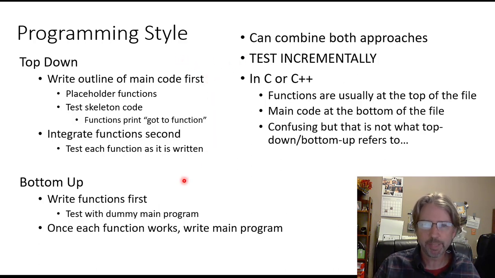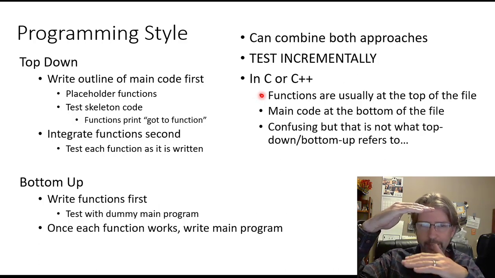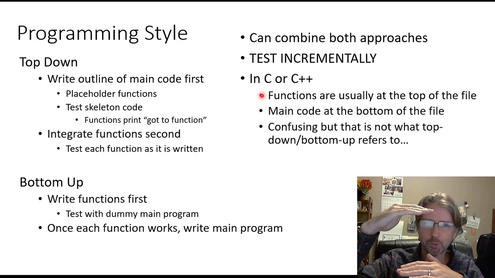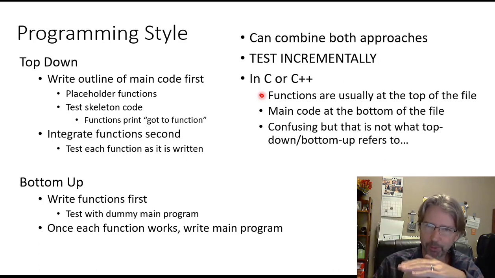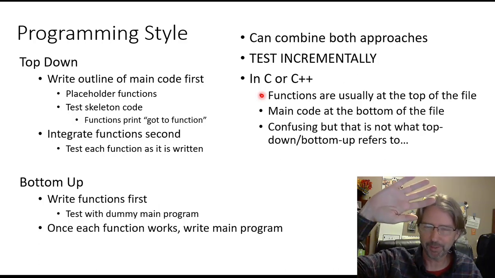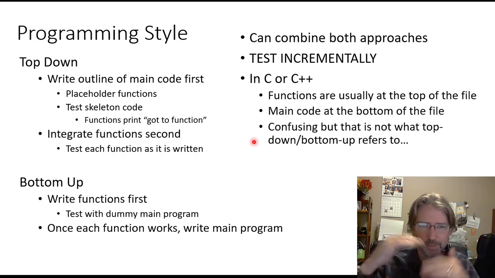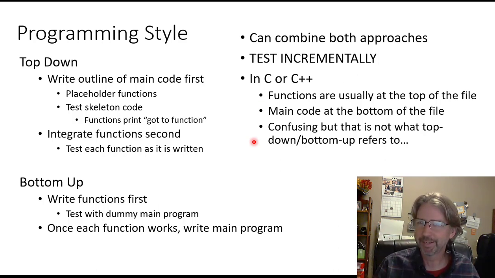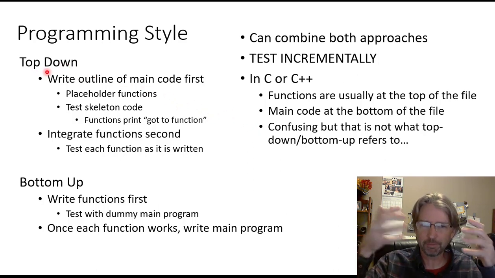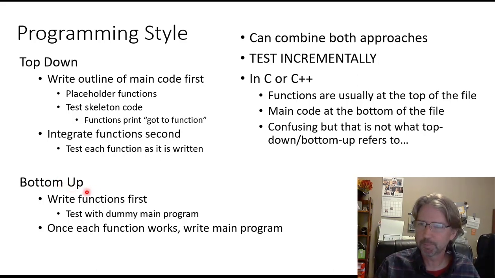The naming of top-down and bottom-up: in C and C++, the sub-functions are often at the top of the file, and the main skeleton code at the bottom. So top-down means you're actually writing the bottom code first, and bottom-up means you're writing the sub-functions, which are at the top of the file, first. Nothing I can do about that. It's just the way things work. So you don't have to organize your C file that way, but often you'll see that. So top means top level functionality. Bottom up means sub functions, the low level things first.